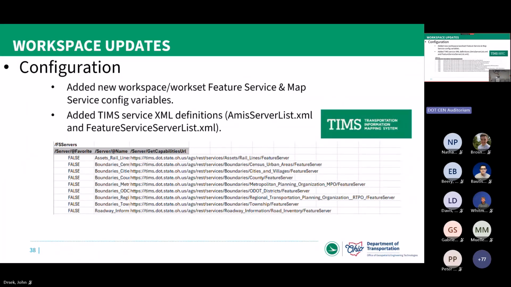A couple of config updates. We added a new workspace/workset feature service and map service config variables, and we added a service XML file with definitions inside of it, the server list, and then the feature service server list XML files. Inside, pretty much set to your server or favorite, set to false, and then your server names, etc.